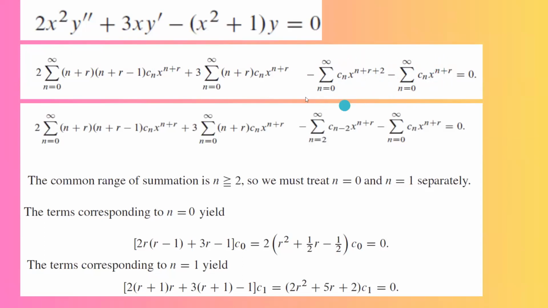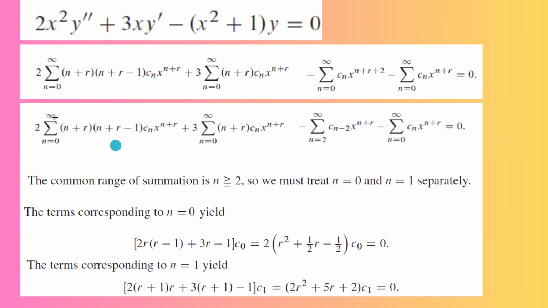So the problematic part is this one here. What are we going to do? We're going to shift this series a little bit. So we're going to try to get rid of the very first two terms by shifting the series. n starts at 2. So as you can see, we're going to shift n by 2 units. c sub n minus 2, x raised to n plus r plus 2 minus 2, which becomes n plus r. The common range of summation is n greater than or equal to 2. So we're going to deal with the 0th term and the first term separately.